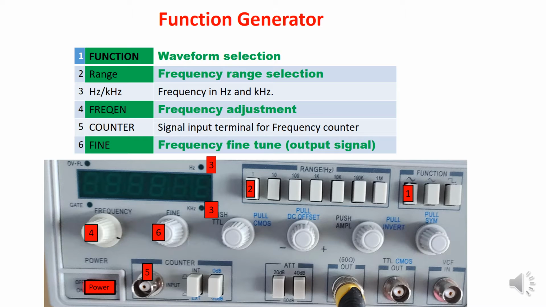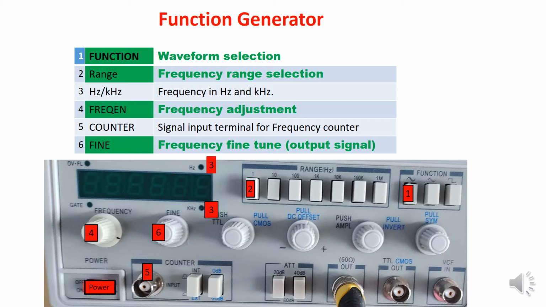So the purpose of the function generator is that we can select the function from here. Similarly, a range of the frequency can be selected from here. Different types of ranges are available. So according to need, you can select like it is 10 hertz, then it is 100, that is 1 kilohertz, and so on. So the frequency you can select from here.